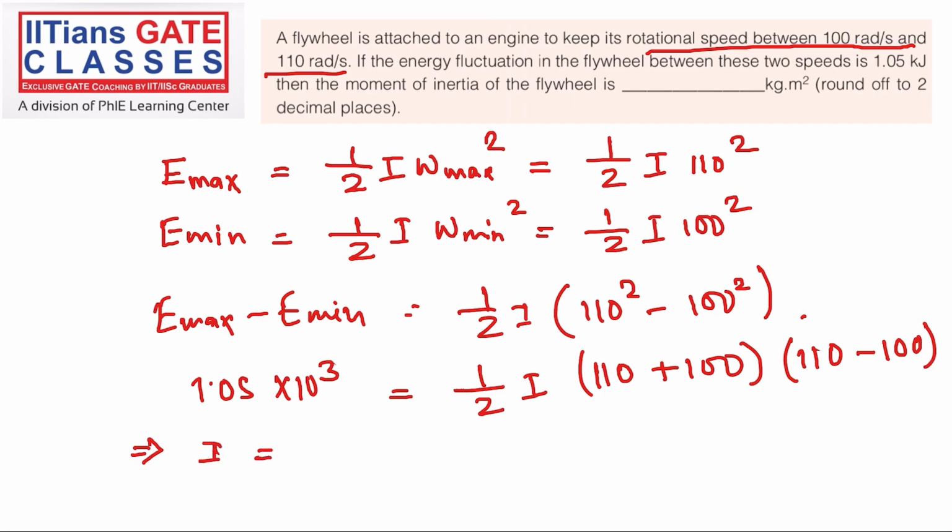So I becomes equal to 2100. If you cross multiply the 2 here, 2100, this is also 2100, and this becomes 10. So basically this is equal to 1 kg meter square. So what is the final answer? Final answer is 1 kg meter square. Okay, you see how simple, how easy this question is.